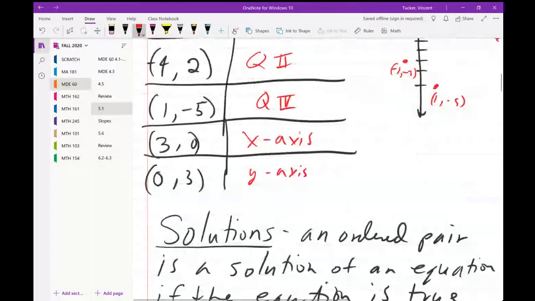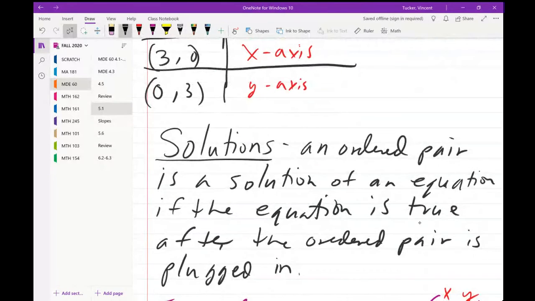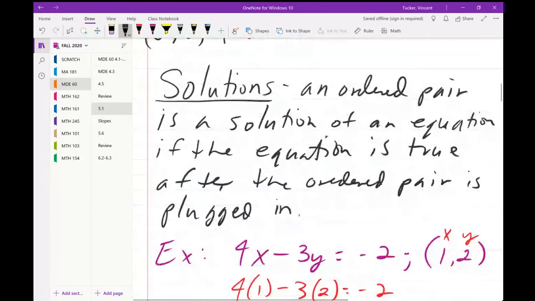All right, solutions. An ordered pair is a solution of an equation if the equation is true after the ordered pair is plugged in or substituted in.